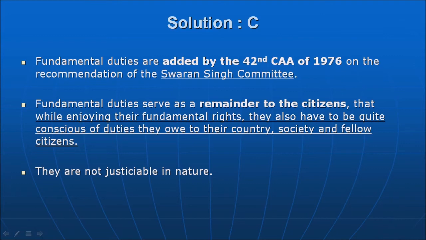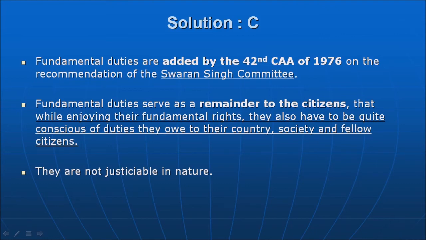Now, fundamental duties serve as a reminder to the citizens. These are not directives to the state, that means either the central government or the state government, whereas they are directives to the citizens of India. While they enjoy their fundamental rights, they also have to be conscious about their duties which they owe to their country, their society and fellow citizens. So fundamental duties are meant as a reminder to the citizens of India that while enjoying their fundamental rights, they must also remember their fundamental duties.